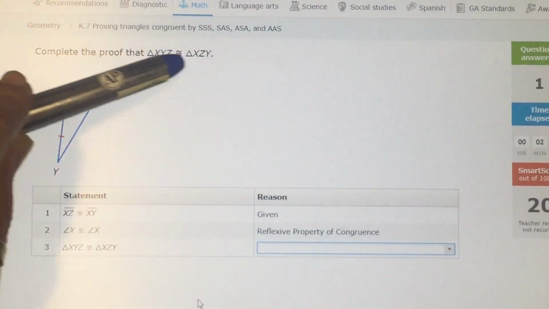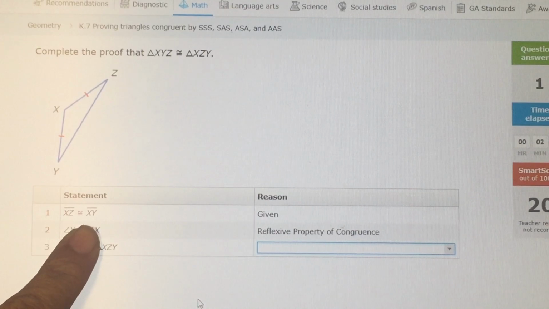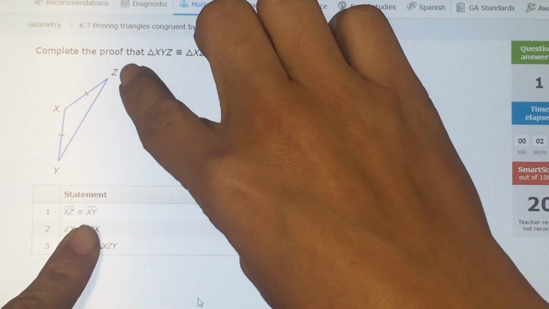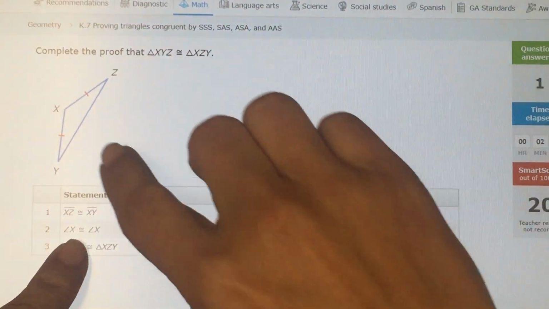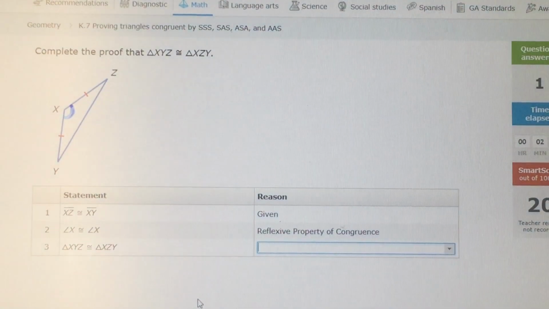Okay, so again, you're proving these two triangles are the same. You're told that XZ is congruent to XY, tick, tick. Angle X is congruent to angle X. Y is the same thing, because you looked at yourself in the mirror. Okay, so reflexive property of congruence.